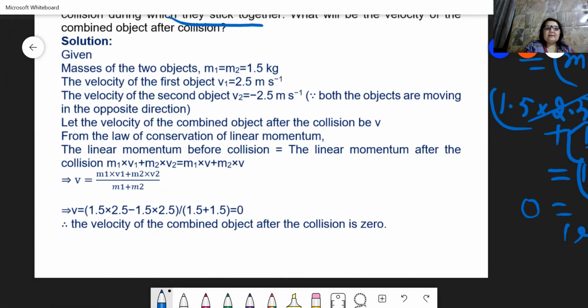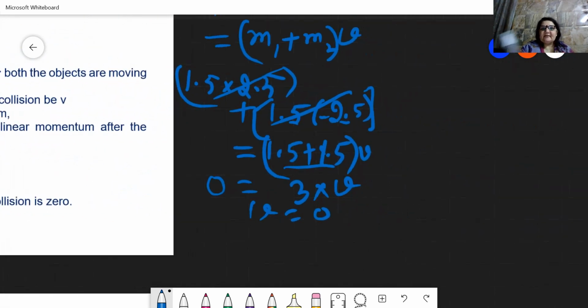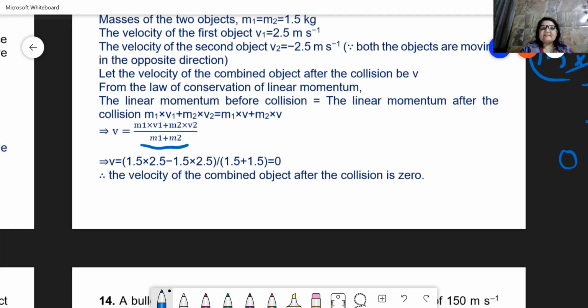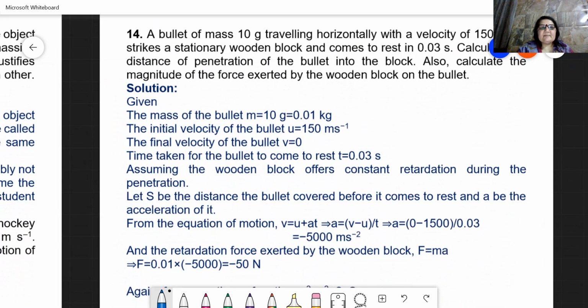So you can see what they have explained in this way. I have taken the formula similarly in my explanation. You can even write directly like this, or you can do it like in the explanation given. So after the collision, the combined velocity of the object will be 0. That is a very simple question.